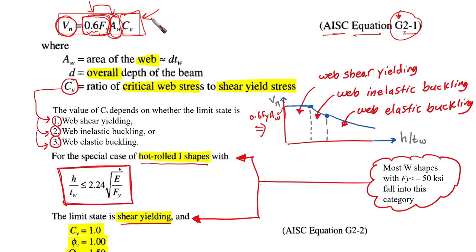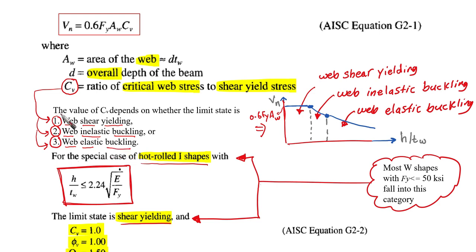Simply, Cv is going to consider the failure mode. So Cv takes into consideration the failure mode that is going to occur. Failure mode means what? We have three different types of failure modes, as I have put them here: web shear yielding, web inelastic buckling, or web elastic buckling. Three different levels. It sounds similar to what we explained before for the case of flexure, right? That's right. We have three different failure modes.